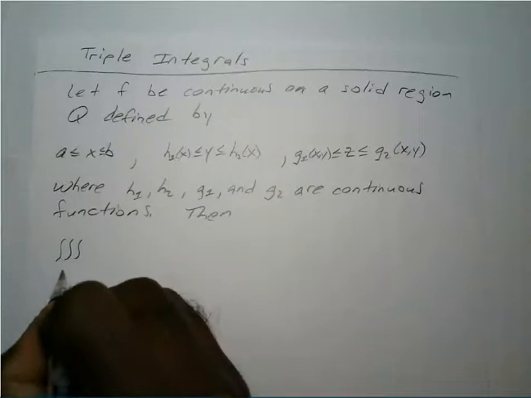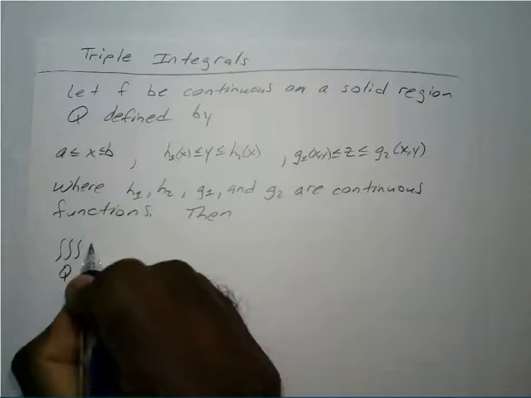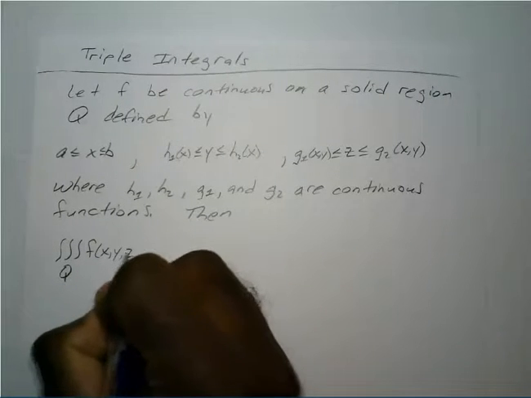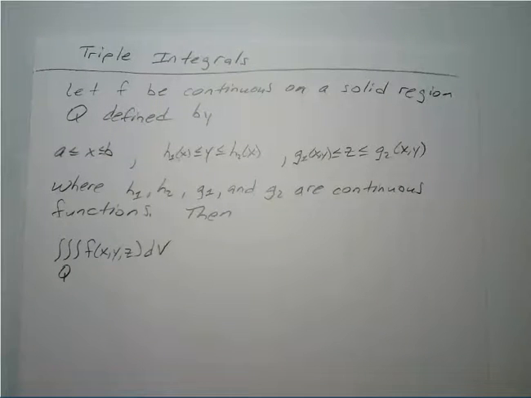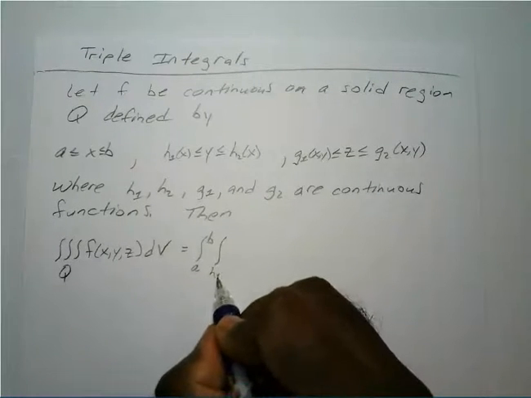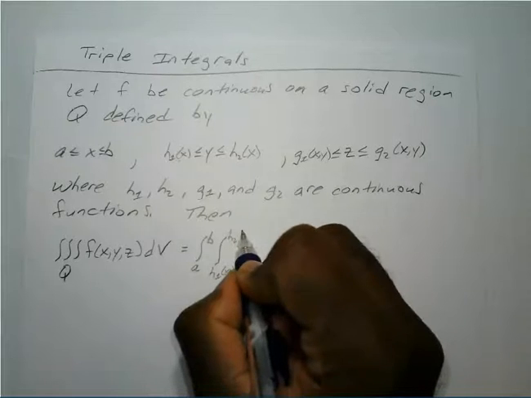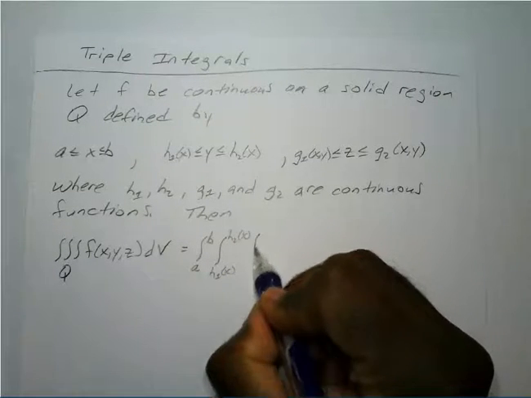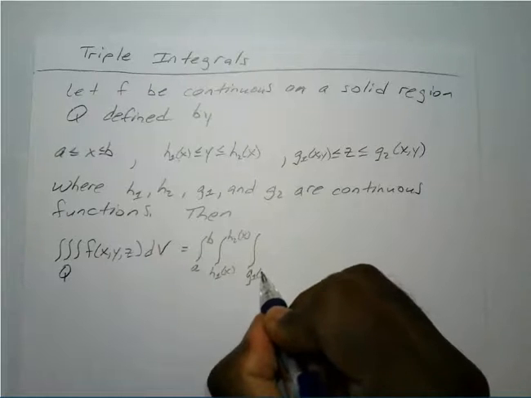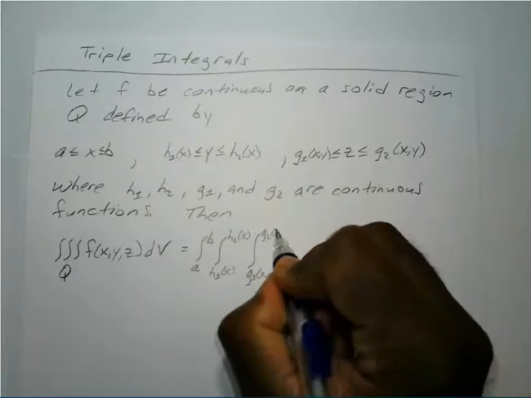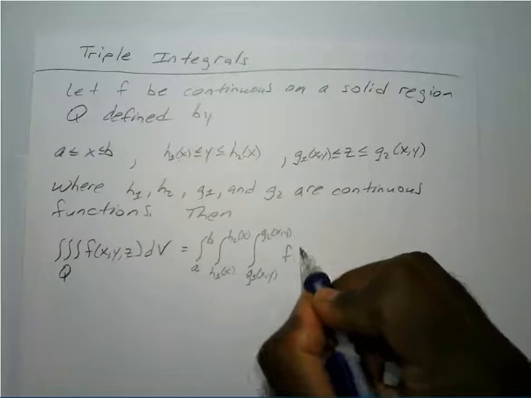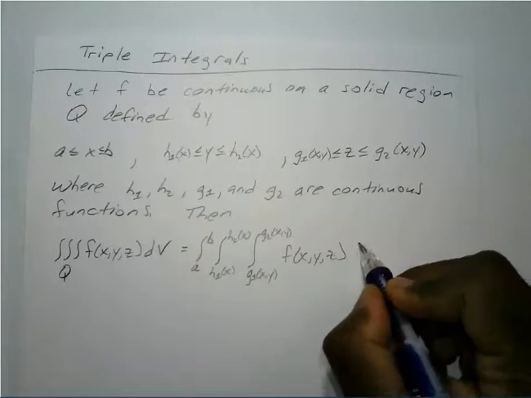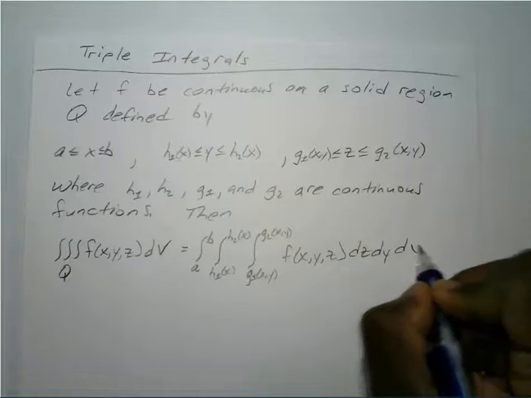then the triple integral over the solid region Q of f of x, y, z with respect to the volume is equal to the integral from a to b, the integral from h1 to h2, and the integral from g1 to g2 of f of x, y, z, dz, dy, dx.